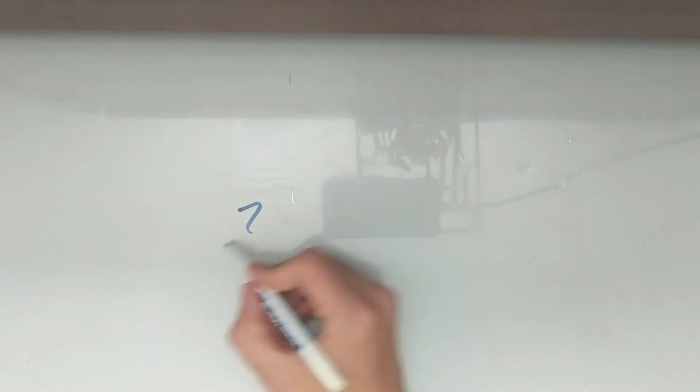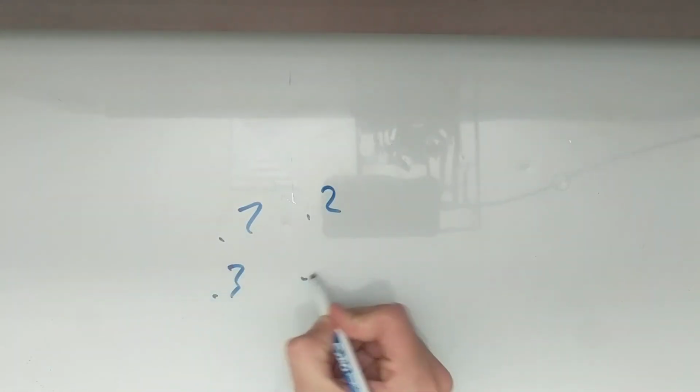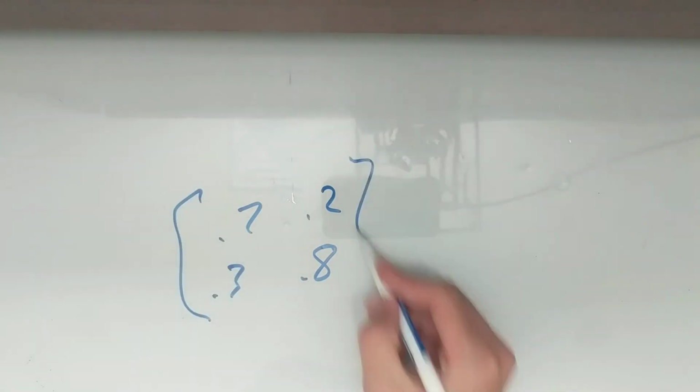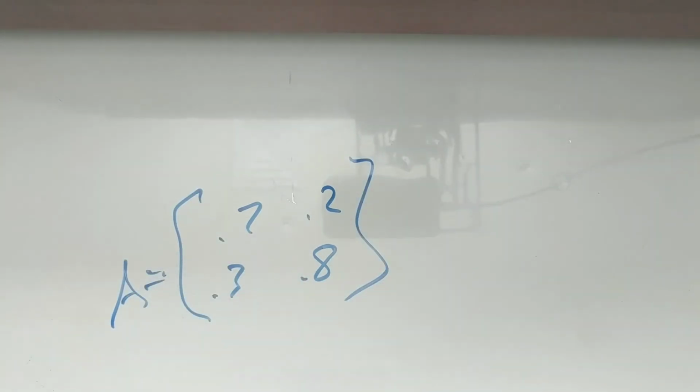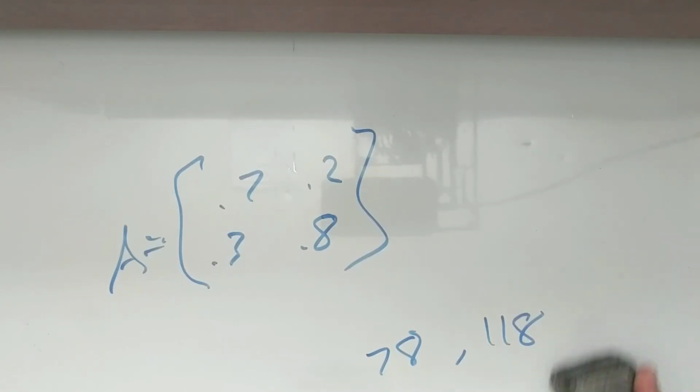Just remember that your A in this instance will be that matrix: 0.7, 0.2, 0.3, and 0.8. So that will be your A, and I'm pretty sure you'll follow step for step what you did in problem 1. And you should get some values that are around 78 and 118 for your final, just to give you an idea.